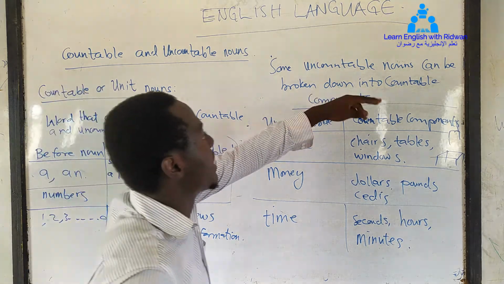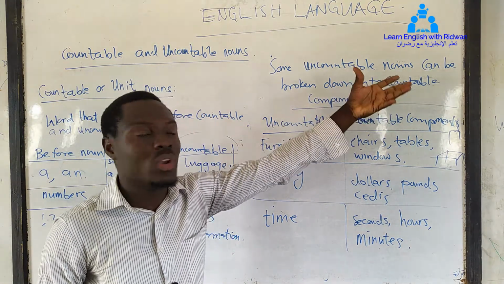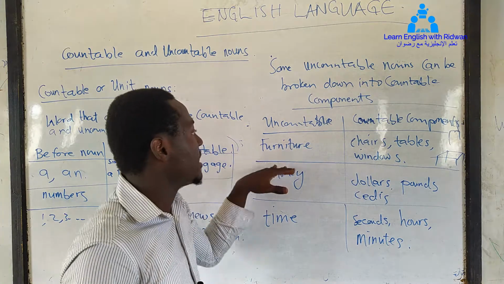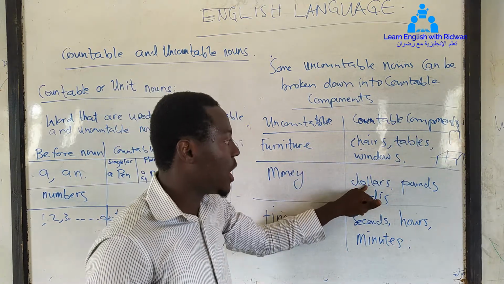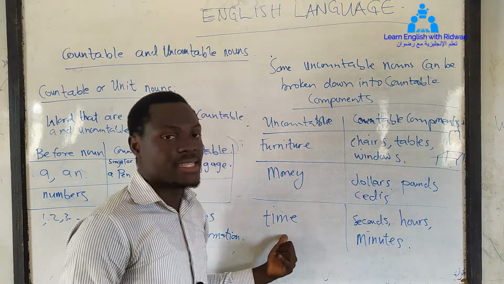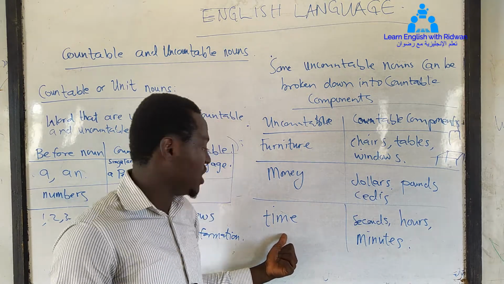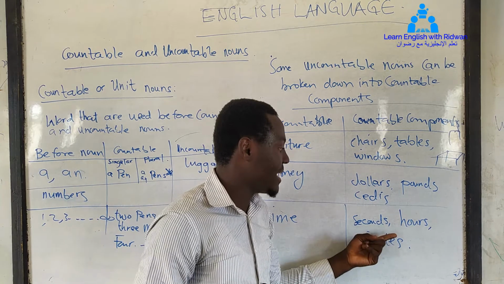So we said what? Some uncountable nouns can be broken down into countable components. So something like furniture, we can have chairs, tables, windows. We've explained why. So we have money, we have dollars, pounds, cedis. So we have time, and seconds, hours and a minute.